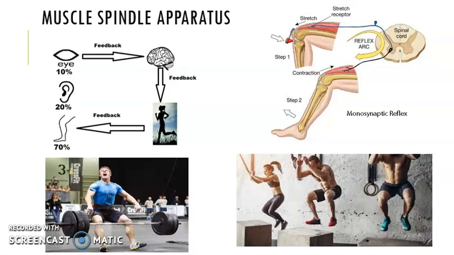The inverse stretch reflex is a feedback mechanism which helps to prevent too much tension in the muscles and therefore reduces chance of injury. If the tension in the muscles becomes too high, this can cause a sudden relaxation of the muscles. Lastly, autogenic inhibition is the reduced excitability of a contracted or stretched muscle.